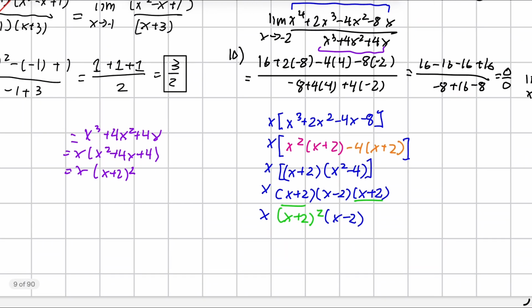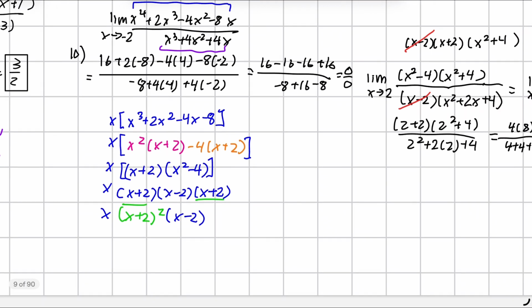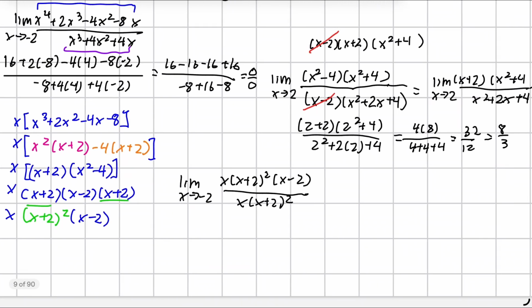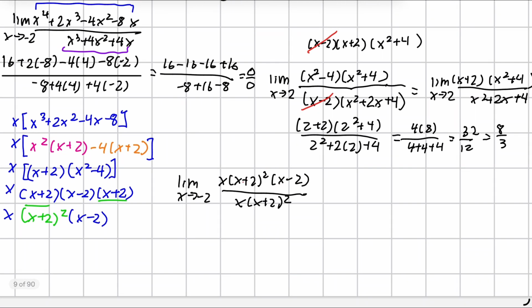So then if we rewrite our entire limit with everything, we have the limit as x approaches negative 2. So that's equal to x times x plus 2 squared times x minus 2 over x times x plus 2 squared. So then if we cancel out, we have an x plus 2 squared there, right? And we also have an x and x here. We are just left with the limit as x approaches negative 2 of x minus 2. So direct substitution, we have negative 2 minus 2. That is negative 4.